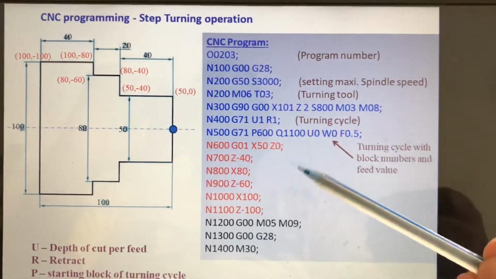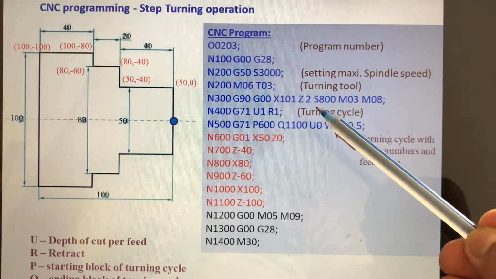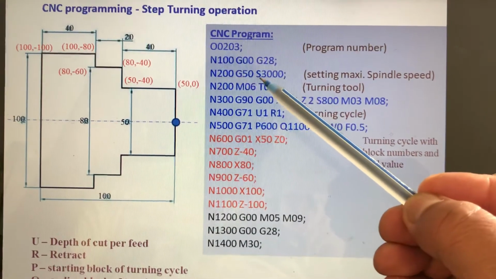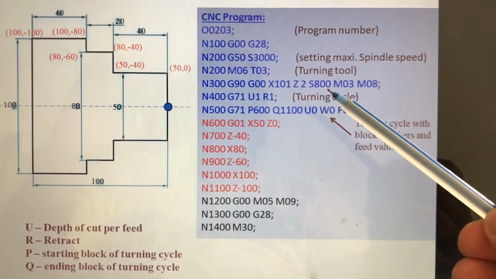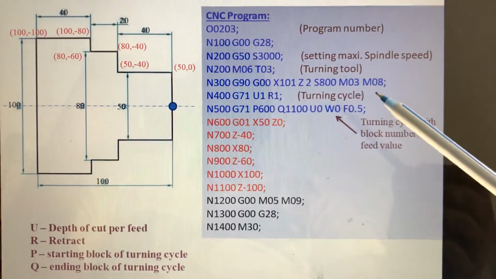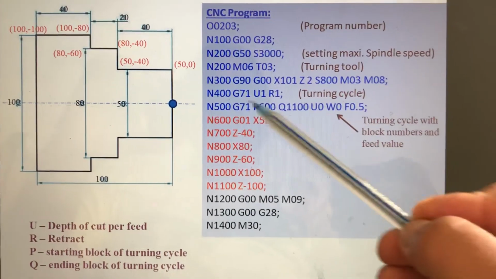Okay, and there you give the spindle speed as 800. The maximum spindle speed is 3000, but the spindle speed we are setting is 800 only. Start the spindle, start the coolant, same as before. Then we introduce the turning cycle.